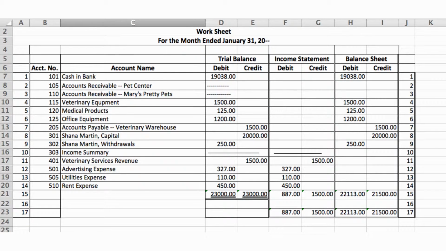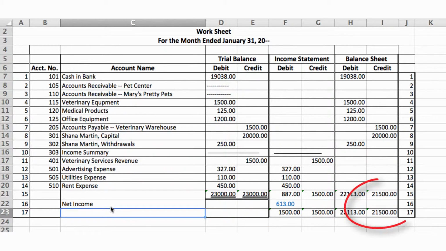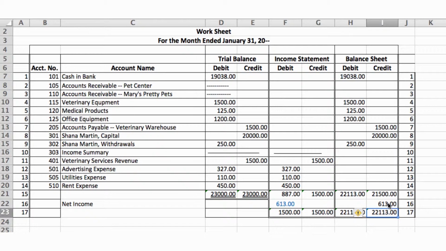To complete the net income portion of the worksheet, you will skip a line below the last entry under the account name column, then write the words net income. Next, you will write the amount of the net income in the debit column of the income statement on the worksheet. Write the amount of the net income in the credit column of the balance sheet on the worksheet. I bet you're asking why.